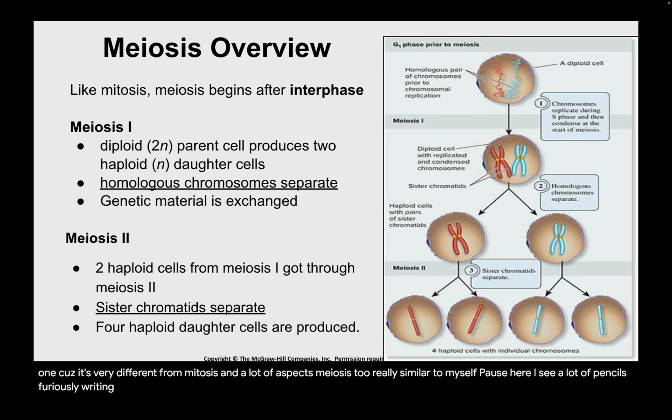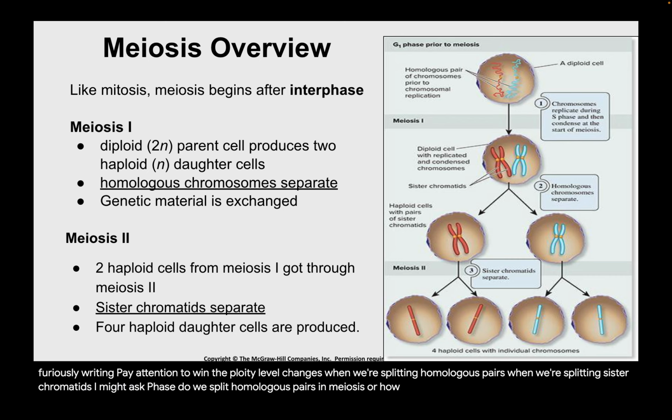As we go through meiosis, pay attention to when the ploidy level changes, when we're splitting homologous pairs, when we're splitting sister chromatids. These would all be the types of questions I might ask on an exam, right? In what phase do we split homologous pairs in meiosis? Or how is meiosis different from mitosis? Or like some big changes?